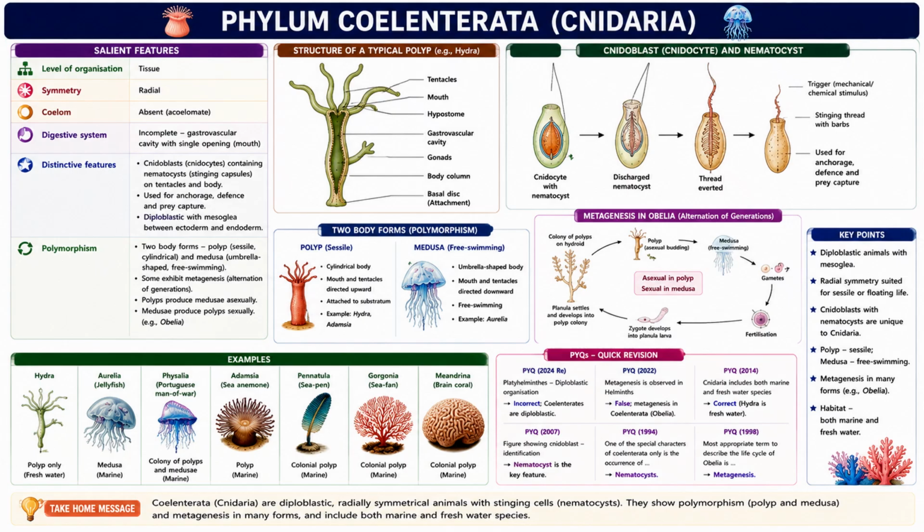The take-home message here is Coelenterata, that is Cnidaria, are diploblastic, radially symmetrical animals with stinging cells called nematocysts. They show polymorphism, that is the presence of polyp and the medusa stages in life, and metagenesis in many forms, and include both marine and the freshwater species.